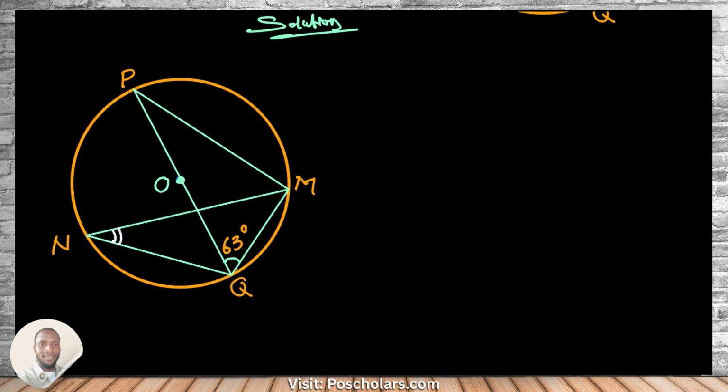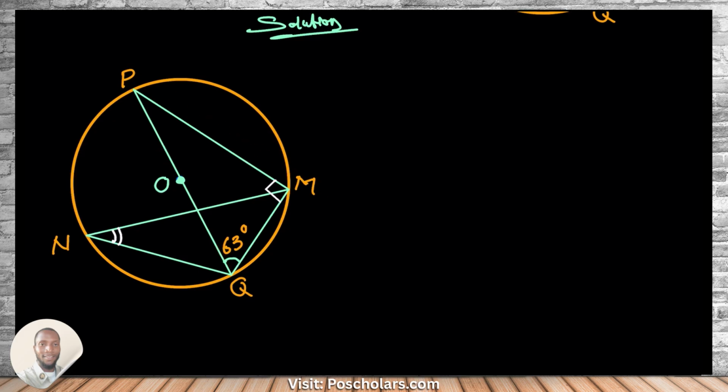Now you are familiar with angle in a semicircle. Automatically, this angle here becomes what? 90 degrees. So let's just label it. Let's use a small square to represent it, because you should know that a small square represents 90 degrees. Good. Now we know this angle, but we don't know this angle. And what's the name of this angle? The name of this angle is QPM.